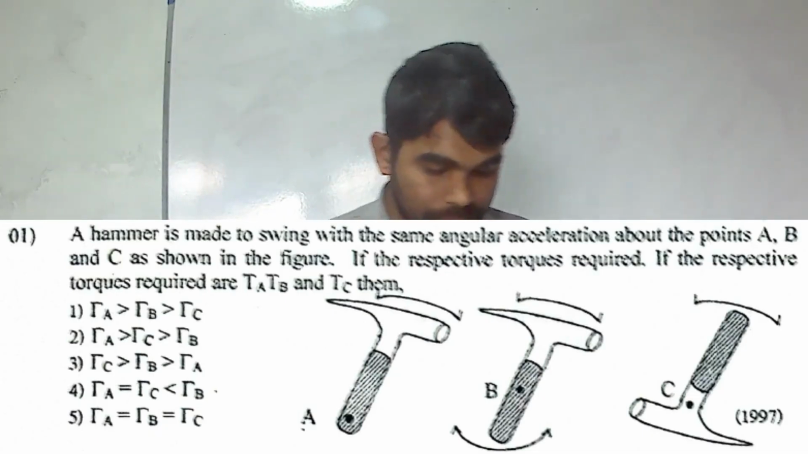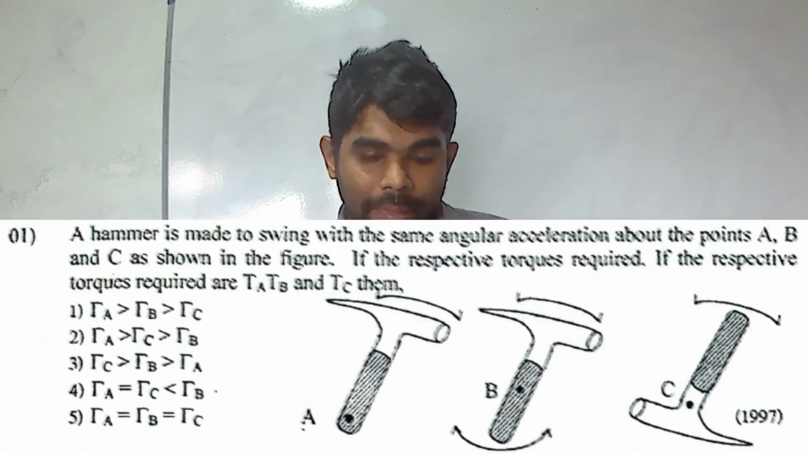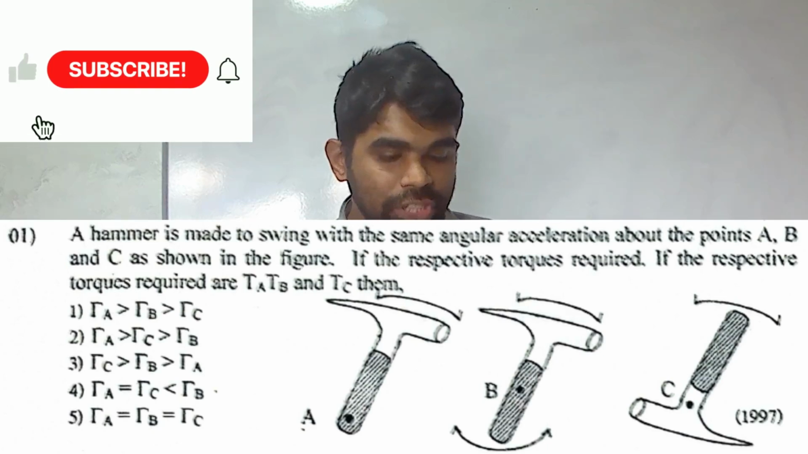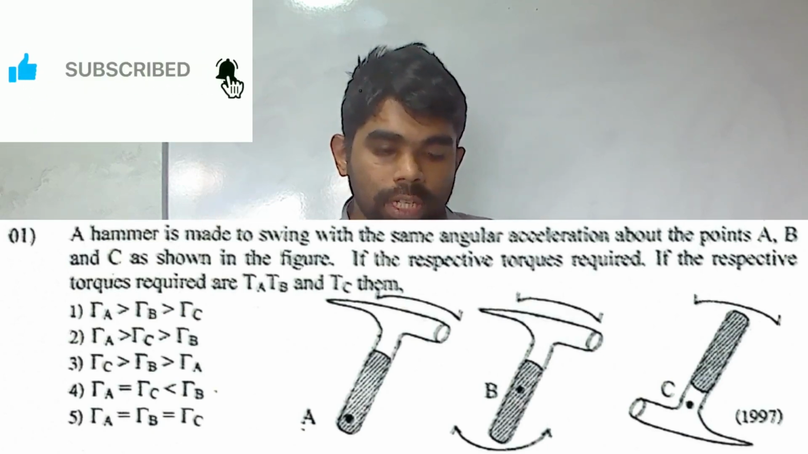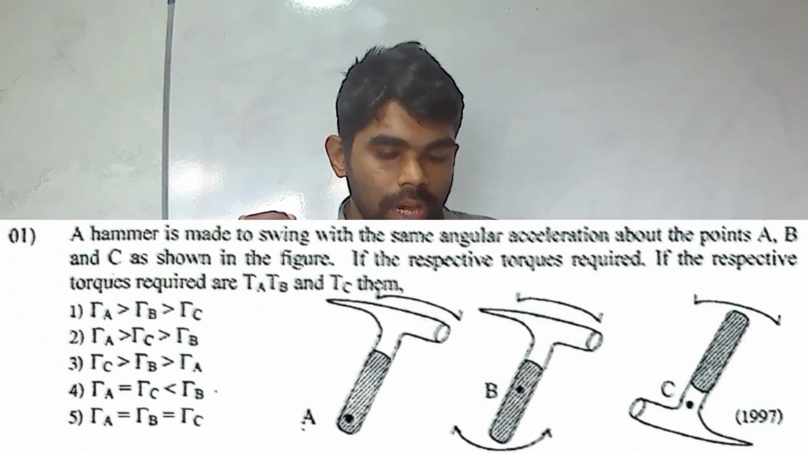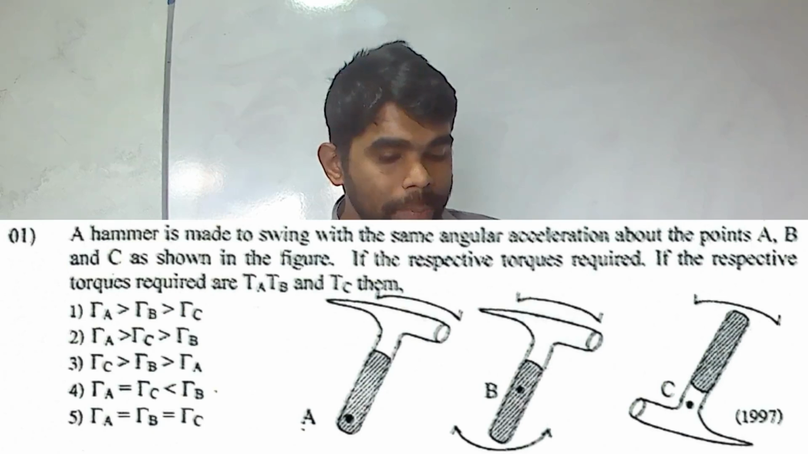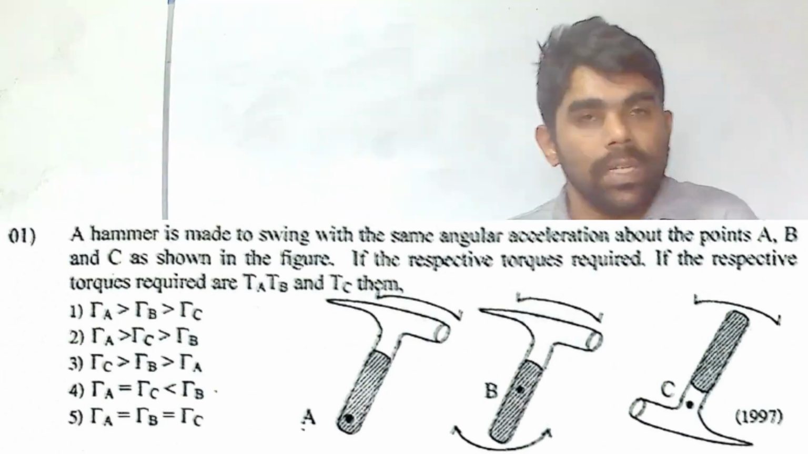Number 1. A hammer is made to swing with the same angular acceleration about the points A, B and C as shown in the figure. If the respective torques required are tau A, tau B and tau C, then we have to compare tau A, tau B and tau C.